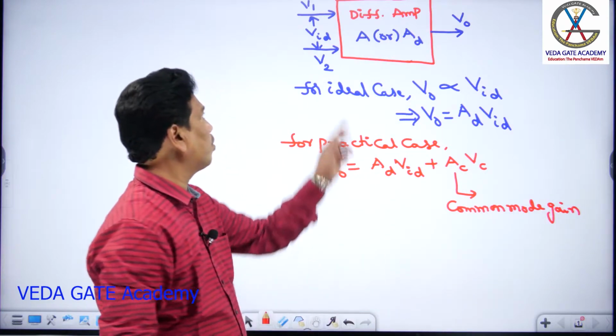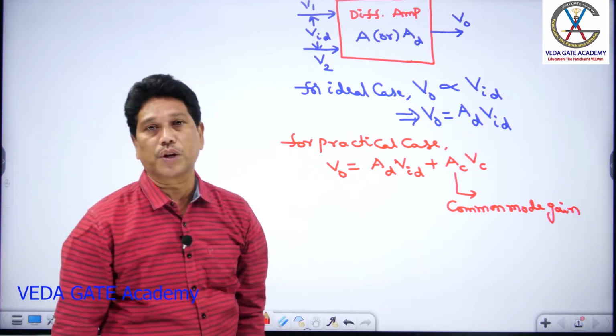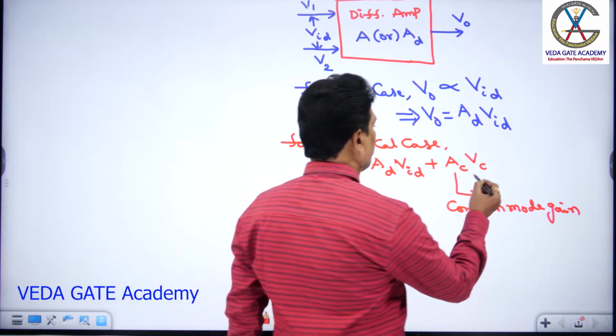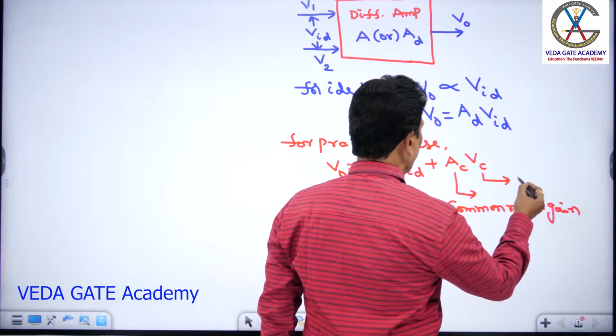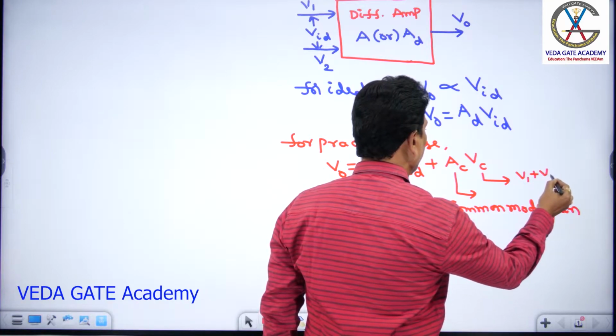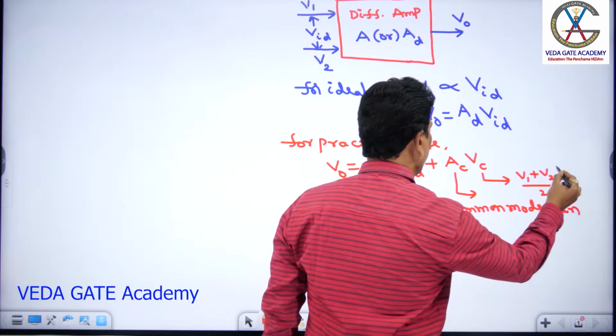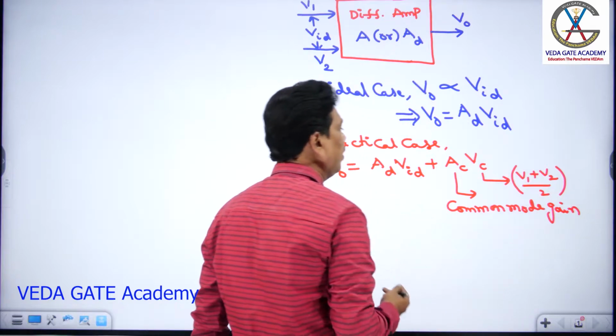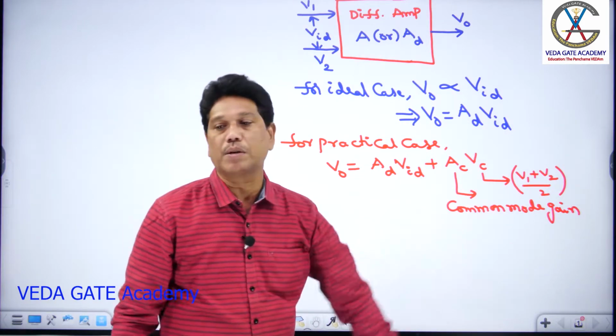VC is a common input signal to both inputs, and mathematically this VC should be equal to the average of the two inputs. VC equals the average of the two inputs, that is V1 plus V2 by 2, where V1 and V2 are the input signals. So VC should be equal to the average of the two inputs.